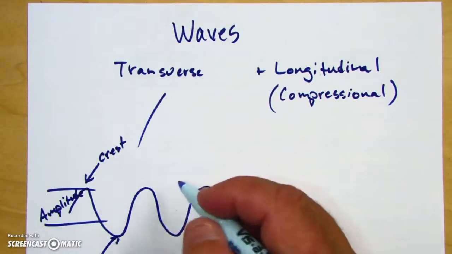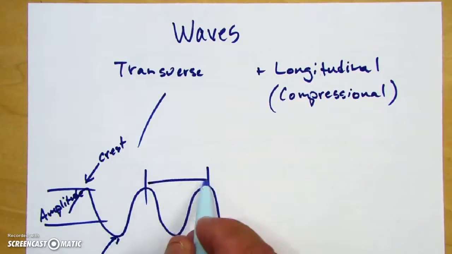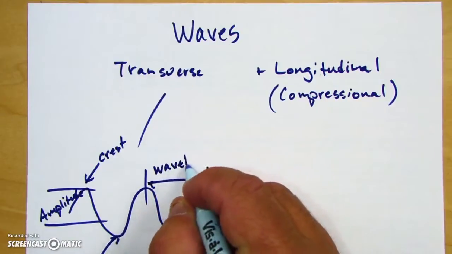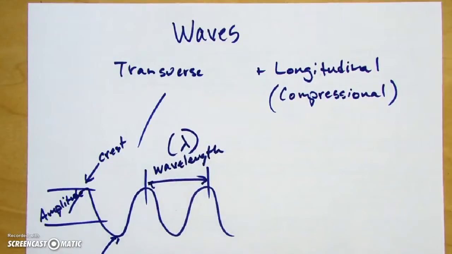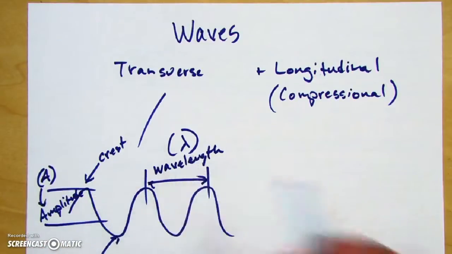Key thing with this, the other vocabulary we need to know is wavelength. Wavelength we use the letter lambda for, since W is already used a whole bunch. We use A for amplitude and lambda for wavelength. So that's our familiar wave.